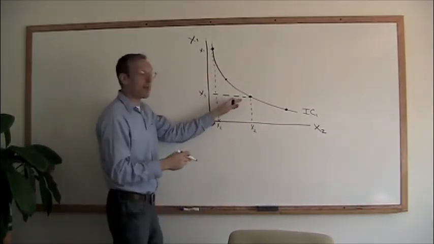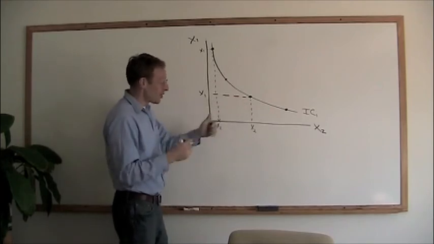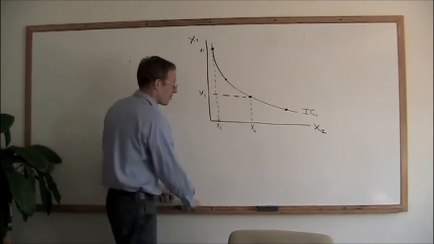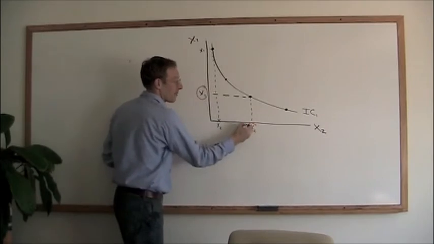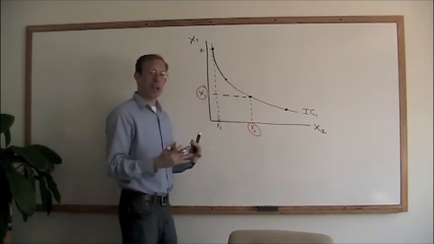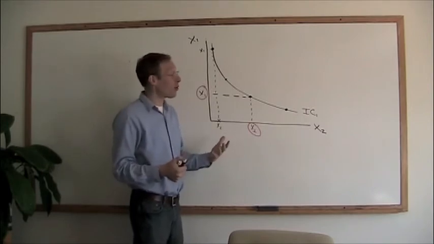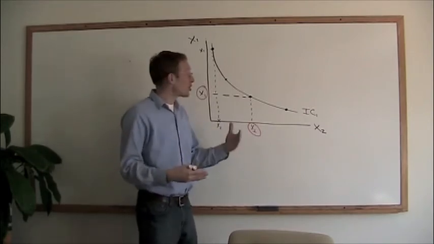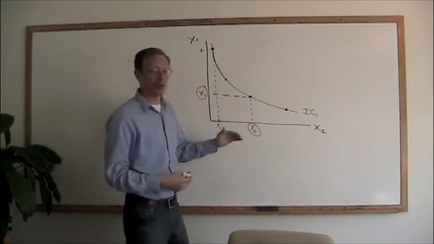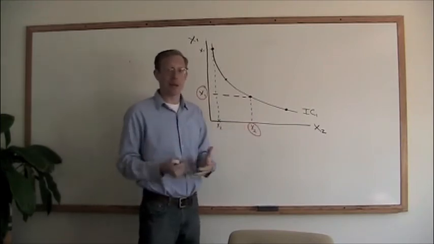So here's just another combination. But this second combination, this one here, makes me equally happy as the first. I'm just as well off. In other words, I am indifferent between these two combinations of goods. They make me just as happy.